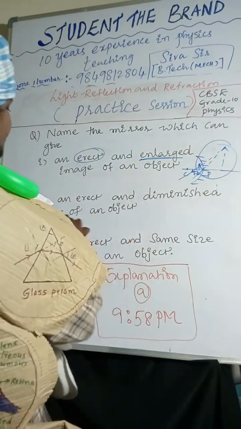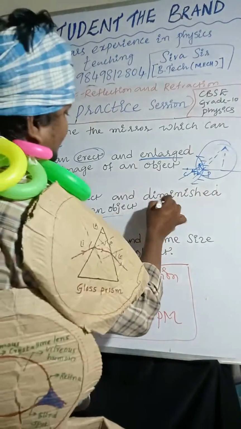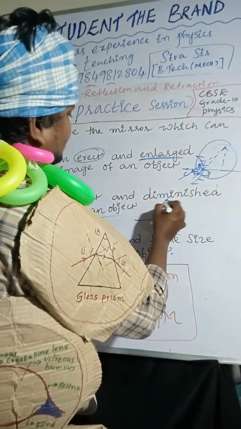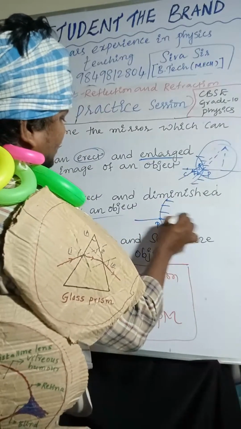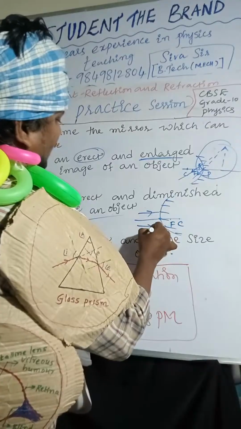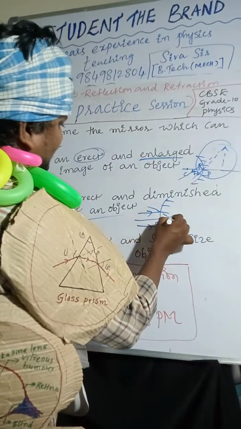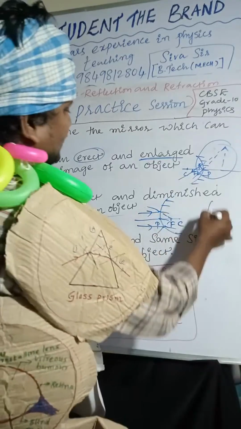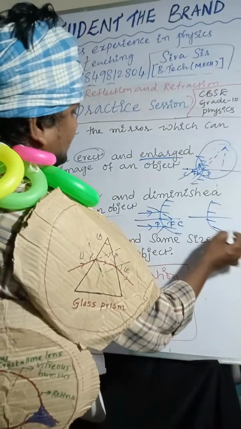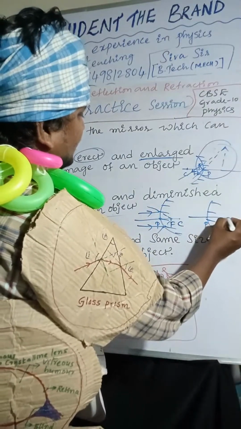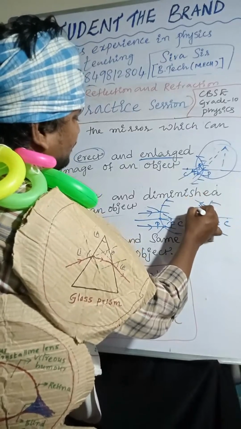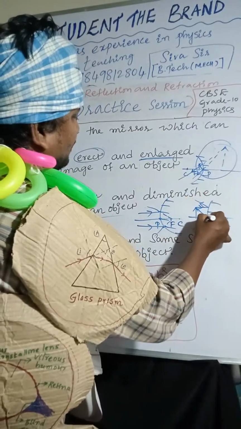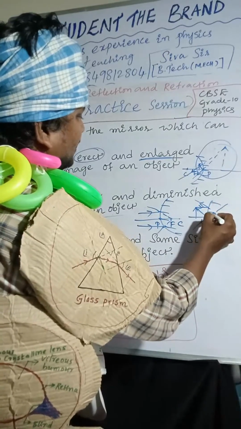An erect and diminished image of an object, if you are considering it here. This is the pole, focus and center of curvature. Light rays are coming here, and after reflection those light rays will meet. In another case, considering the pole, focus and center of curvature, if you place the object, the image will form between P and F. So the image will form here.